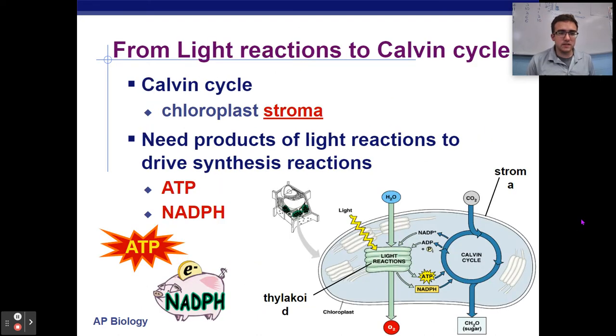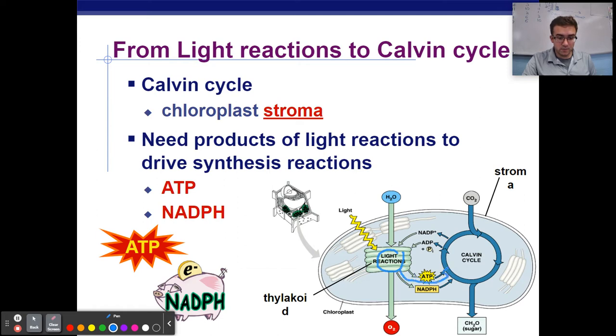So this is what we see here. The Calvin cycle is going to occur in the stroma, and we need the ATP and the NADPH. The ATP and the NADPH come from the light reaction. The light reaction occurs right here in the thylakoid membrane, and then they're going to ship these two products out into the stroma of the chloroplast, where the Calvin cycle is going to happen.